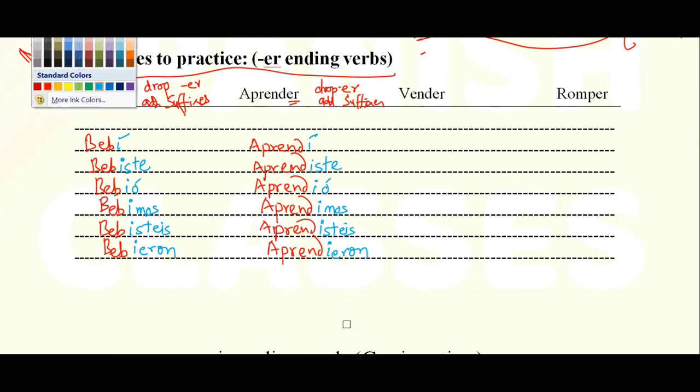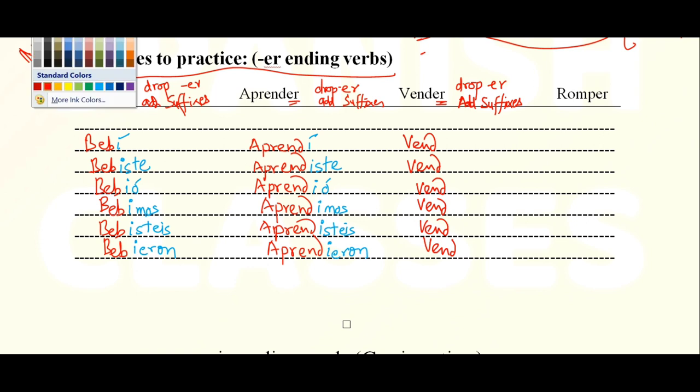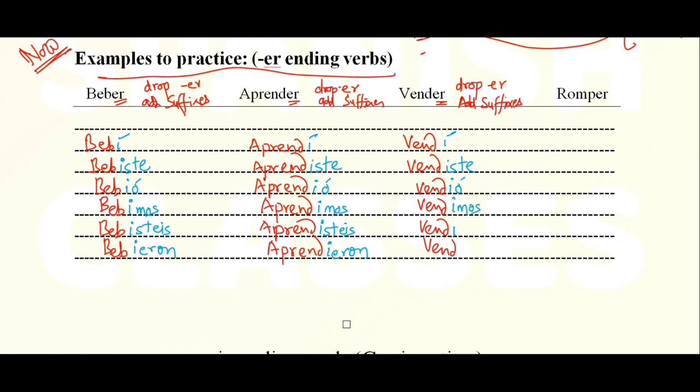Third verb is vender. V-E-N-D-E-R. Vender. Again, drop ER and add suffixes. E is the yo, imos, isteis, ieron. What to do? Root word vend six times. Vend, vend, vend, and vend. These are six root words. Now we'll add suffixes in blue. Those are vendí, vendiste, vendió, accent in first person and third person singular, vendimos, vendisteis, vendieron.